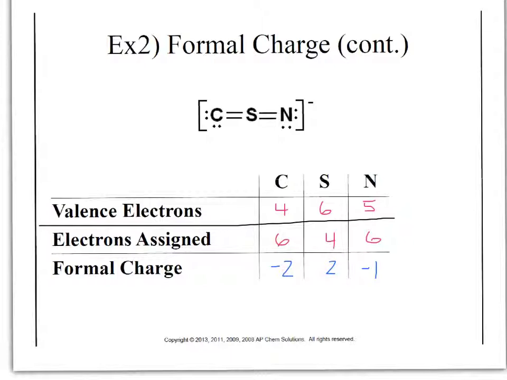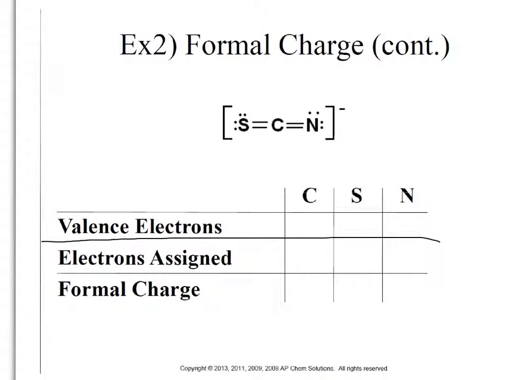Let's look at the formal charge for the other structure, though, anyway. Try this one out, then resume the video and see how your answer matches up with mine. Okay, so when we do the calculations for this one, carbon 4, 4, that means 0, sulfur 6, 6, that means 0, nitrogen 5, 6, that means -1. When we look at this one, we can see that it's not all zeros across the board like it was for the other one. We do have a -1, but there are more zeros in this structure than there were in the other one.